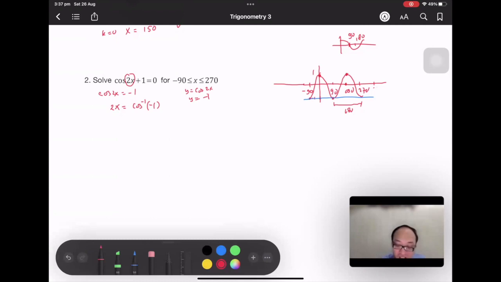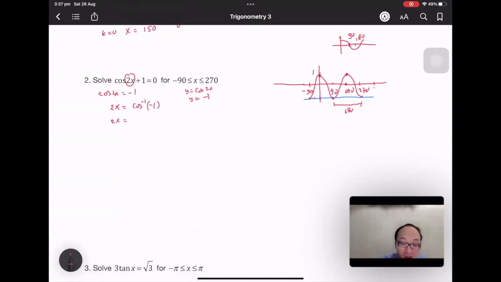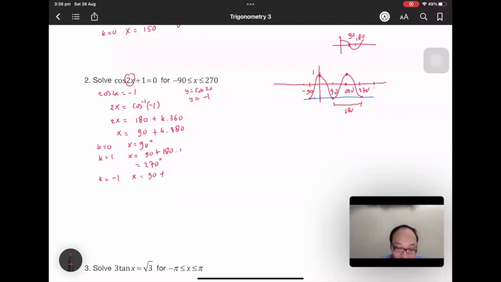So we know that there are three answers here. So 2x here will be the cos inverse of negative 1, which equals 180 plus k times 360. So x equals 90 plus k times 180. For k equals 0, x equals 90. For k equals 1, x equals 90 plus 180 times 1, which equals 270. And for k equals -1, x equals 90 plus -1 times 180. So it's negative 90 degrees.